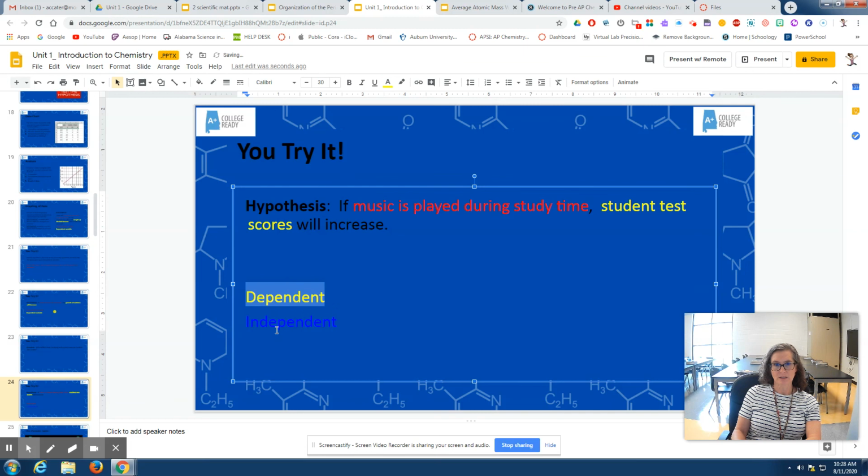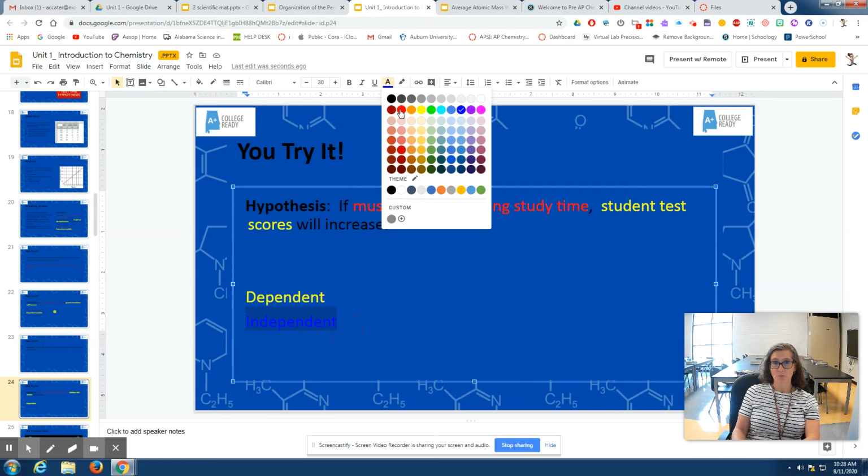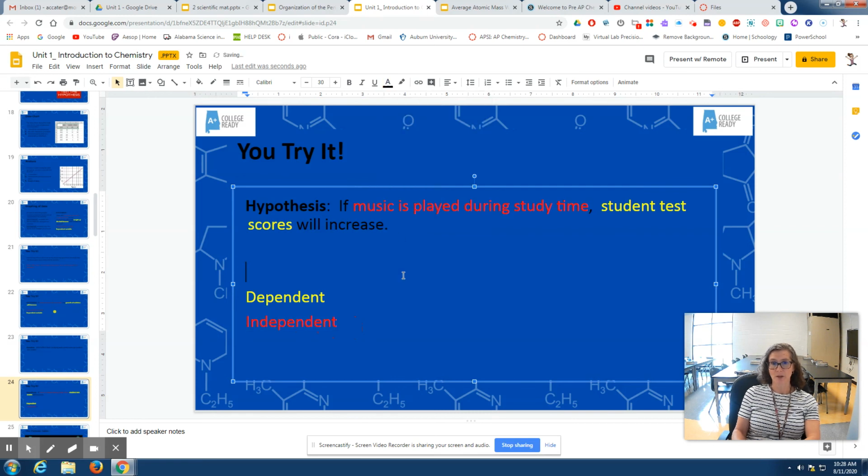So to write out the hypothesis, which is what you're supposed to be doing, identifying independent and dependent variables, but also actually writing out the hypothesis, our hypothesis would be: if music is played during study times, student test scores will increase. Okay? So the test scores are what's going to change as a result of playing music or not playing music.